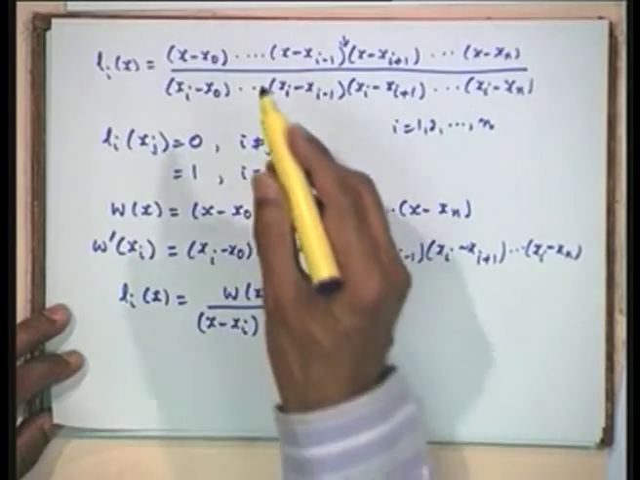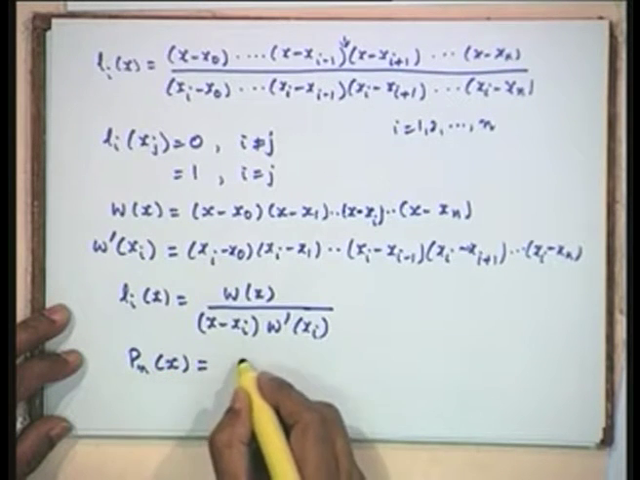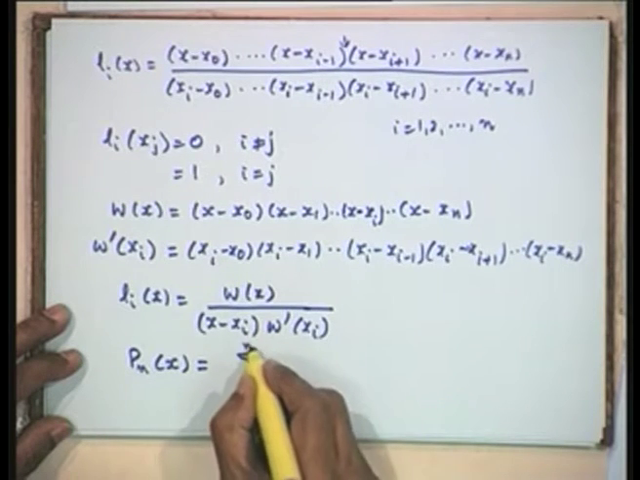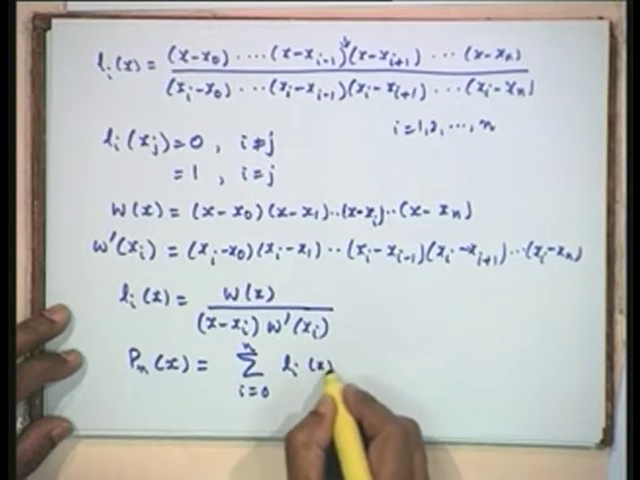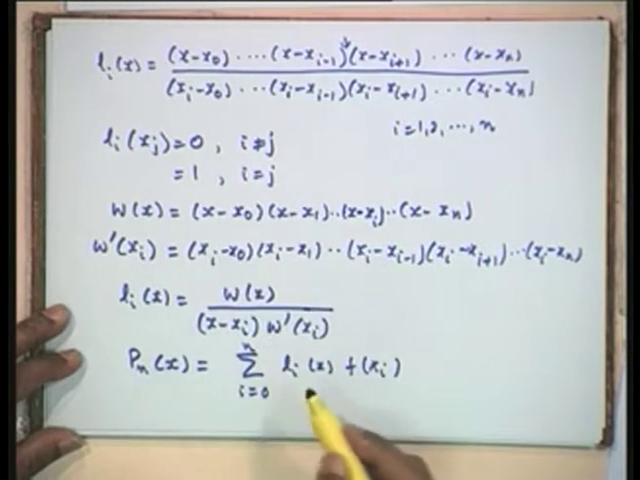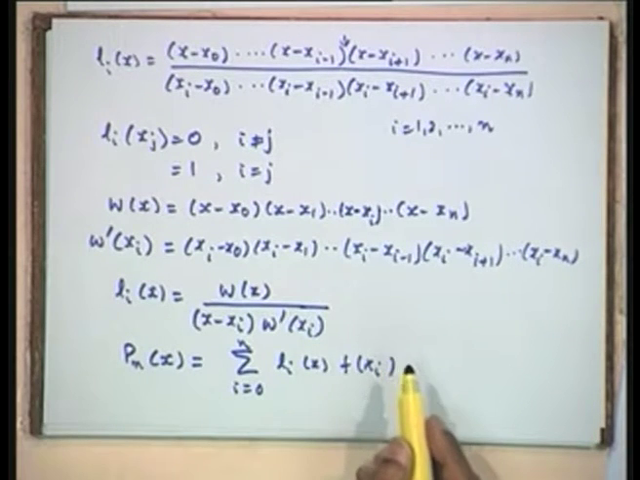Once these Li(x) are determined, I will substitute them in the polynomial to find the Lagrange interpolating polynomial, a summation i equal to 0 to n of Li(x) f of xi. So, I will substitute these fundamental polynomials in this and simplify to get my Lagrange interpolating polynomial.